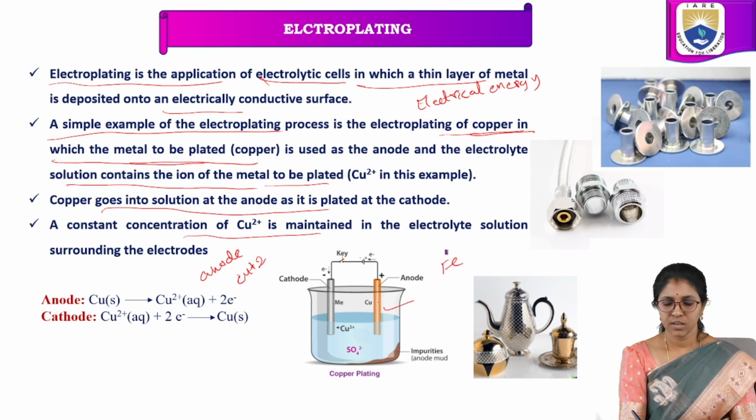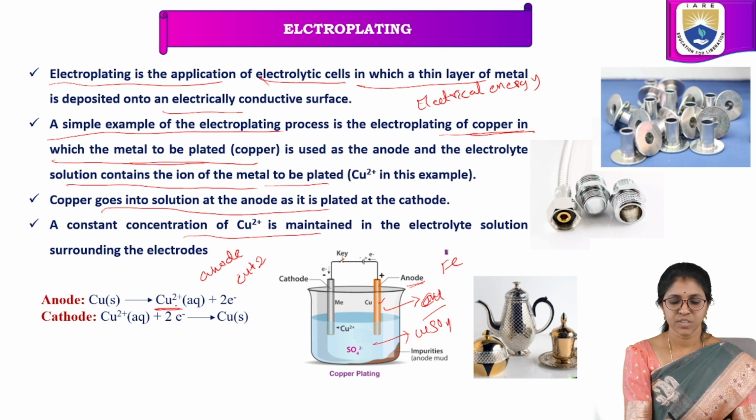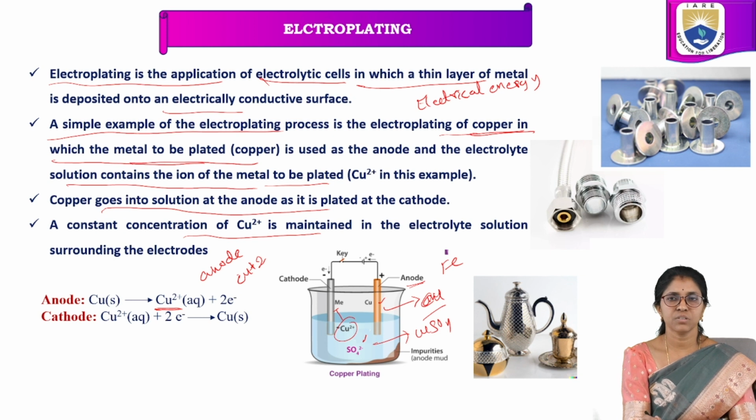Here the coating metal, that is the metal to be plated, is the anode, so we are taking a copper anode. Here we are taking copper sulfate solution. This copper anode undergoes oxidation and forms Cu2+ ions. These move into the electrolytic solution, and the Cu2+ ions undergo reduction at the cathode, and can be plated over the cathode.